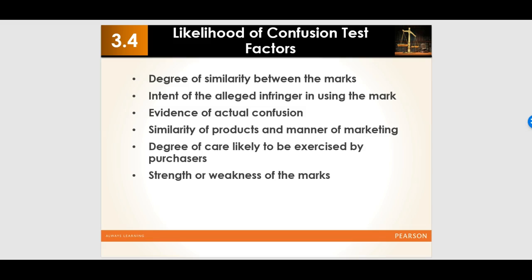And then evidence of actual confusion. How do trademark owners usually prove this? They usually have consumer surveys. They go out and try to survey people and say, hey, do you think those trademarks are confusing? And if you say yes, how, why? So they usually bring those surveys of consumers, of customers, to court.